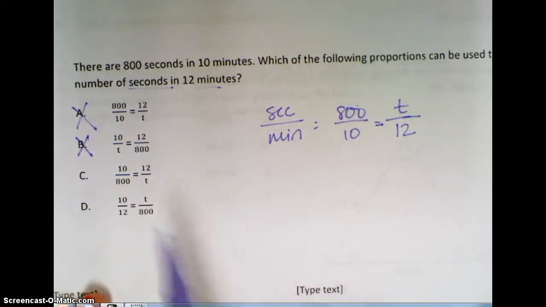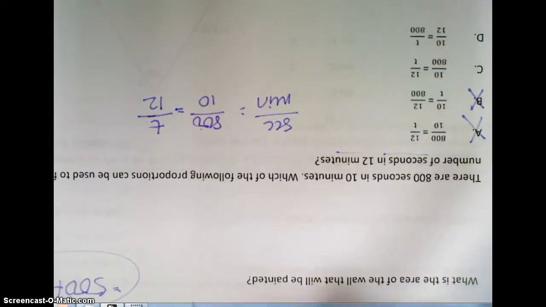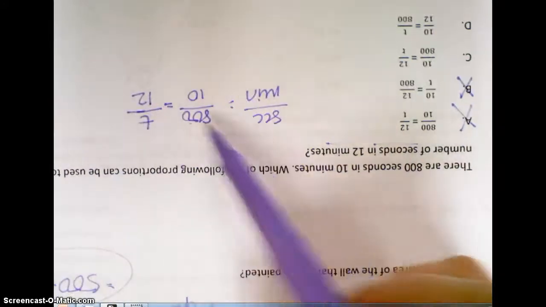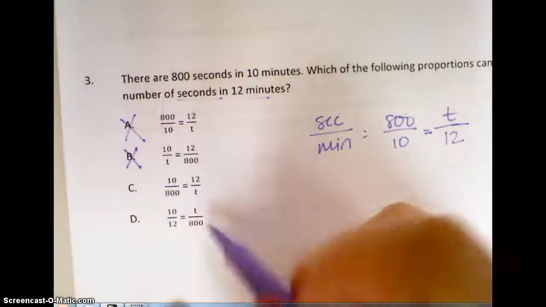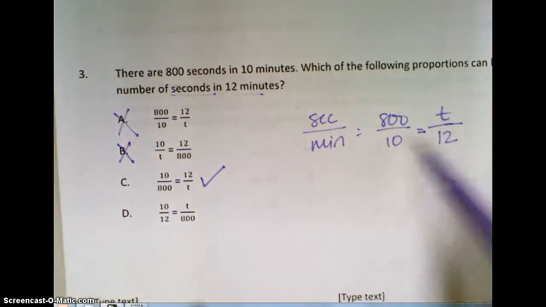When I flipped it, is 12 over t. Okay, well, if I flip it again so I can see it, and I have 10 over 800, is it equal to 12 over t? Yes, so C works so far. So I'm going to check that. And then 10 over 12, which I did when I turned my paper this way, right? 10 over 12 is equal to t over 800.